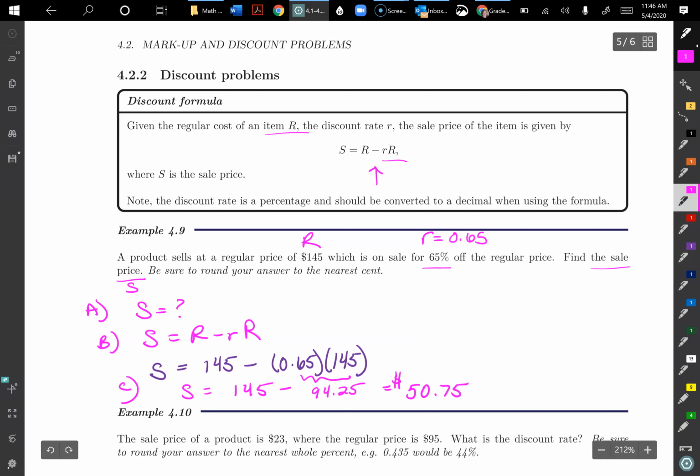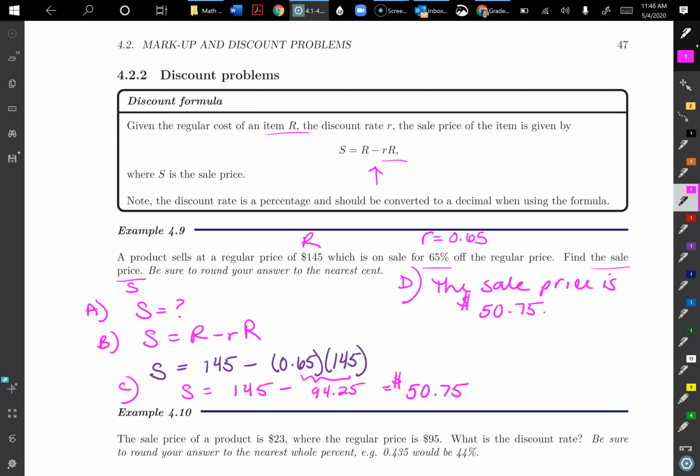So I'm going to write my sentence over here. This was part C. D, I would just say the sale price is $50.75. Now I didn't ask you about tax or anything like that. We're going to assume it's like we're in Oregon, right? So that's the idea with that.